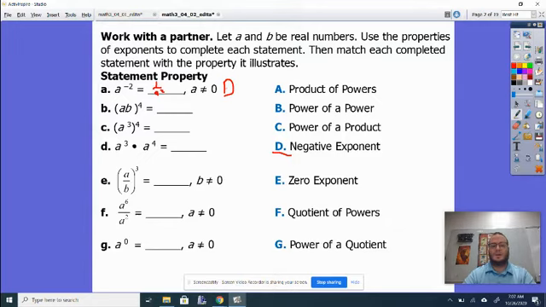For this next one, we have multiplication happening between our two variables. Since we have multiplication, again, not division, or addition or subtraction, multiplication, we can bring that exponent inside. So we can have a to the fourth, b to the fourth.